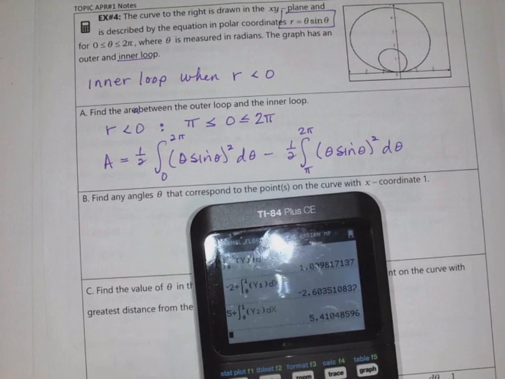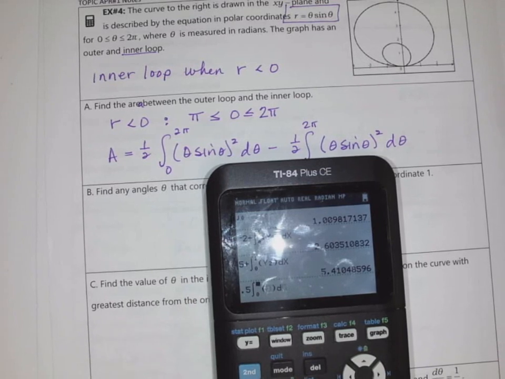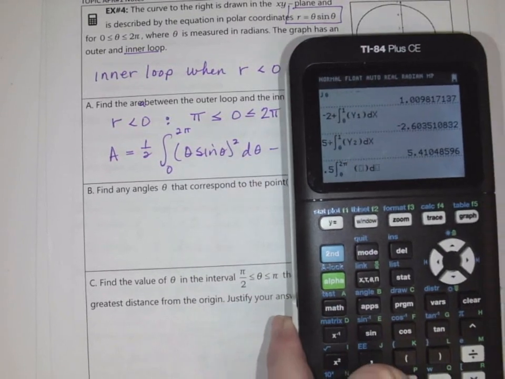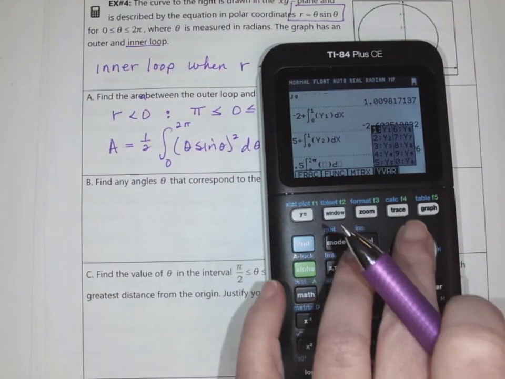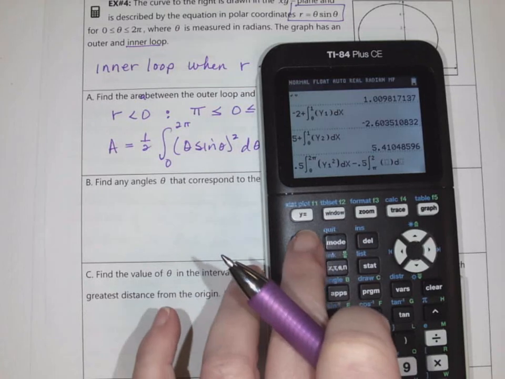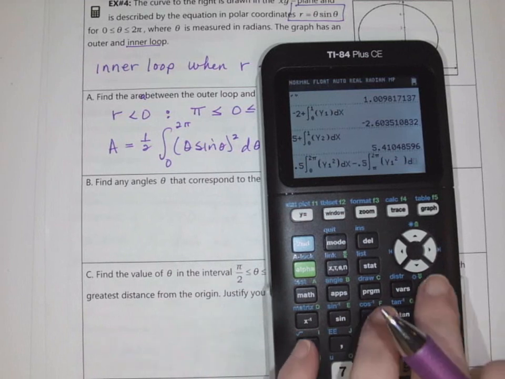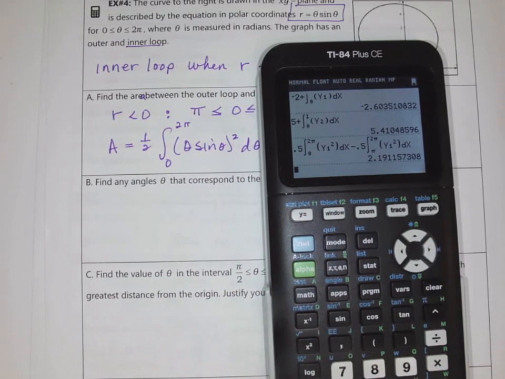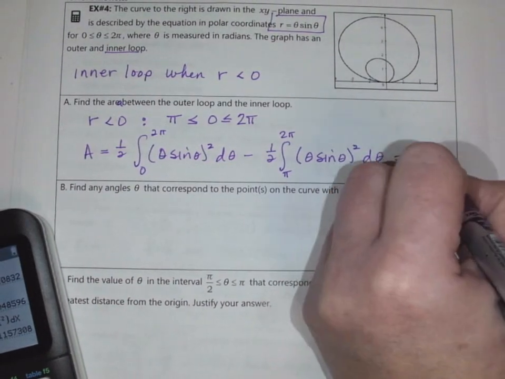All right, so go to my home screen. It's going to be 0.5, math 9, 0 to 2 pi. And then I have theta sine theta in y1, so I'm going to use y1 squared dx minus 0.5, the integral from pi to 2 pi of y1 squared dx. So that gives me 2.1911.